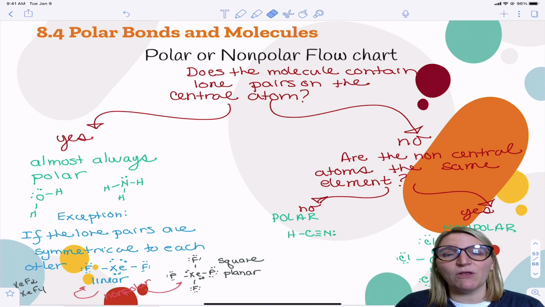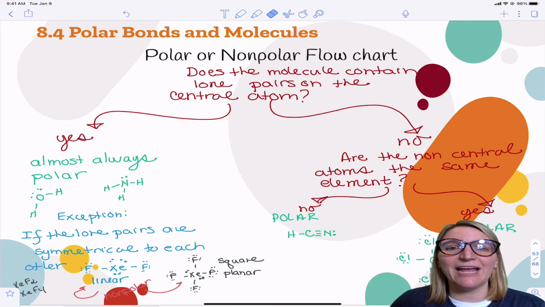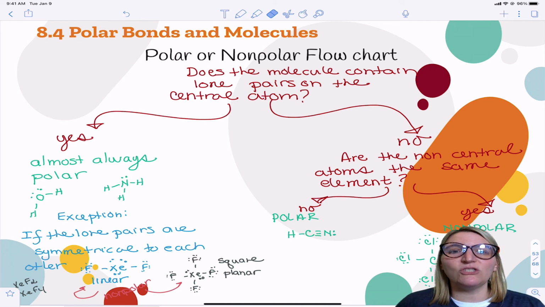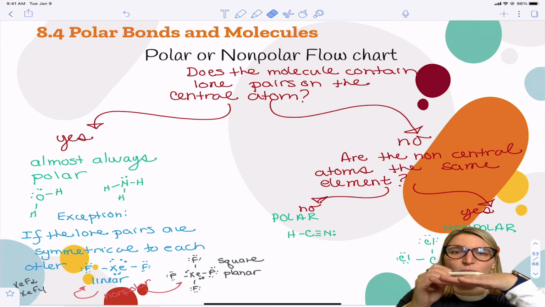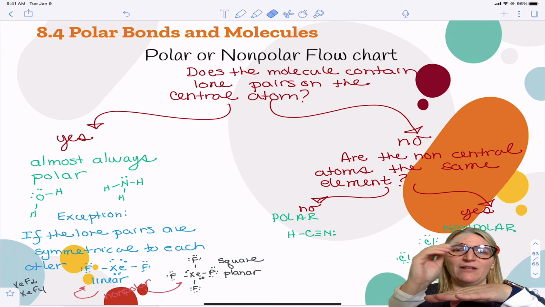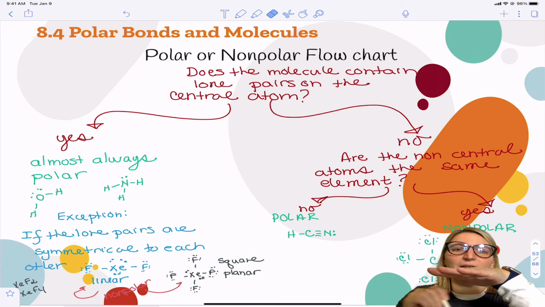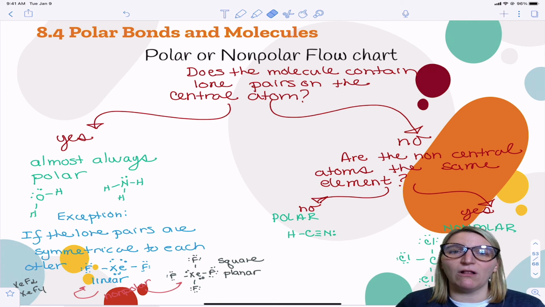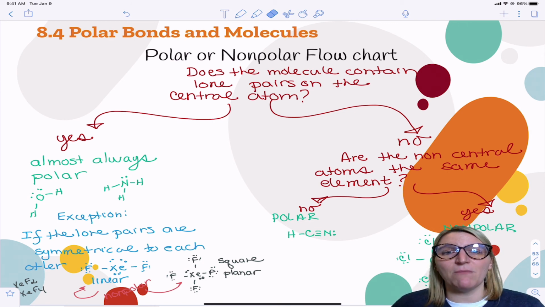The other example is xenon tetrafluoride. That's a square planar molecule. The square planar molecule is flat. So there's a xenon and 4 fluorines, and then an electron cloud on the top and an electron cloud on the bottom. Since those electron clouds are exactly symmetrical with each other, that molecule is nonpolar.